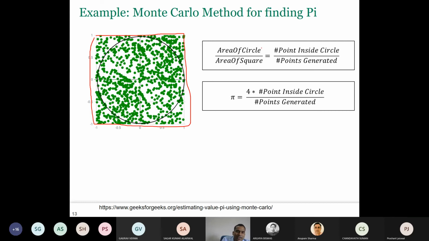Okay, so that's why the ratio of the area of circle divided by area of square is same as the number of points which fall inside the circle divided by number of points which are total generated. If you throw large enough number of darts, or if you generate large enough number of points, and then area of square here is 1 cross 1. Suppose you take a unit dimension square, then area of square is 1 cross 1. Area of circle is how much? What is the area of circle here?